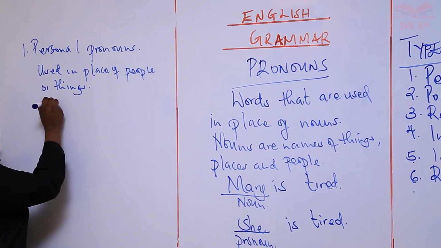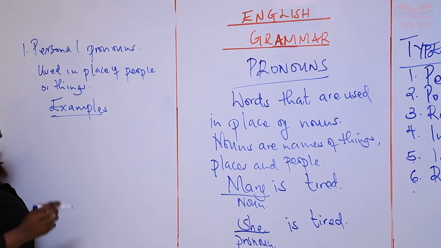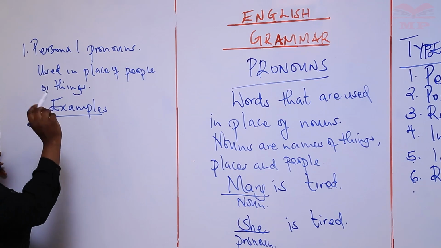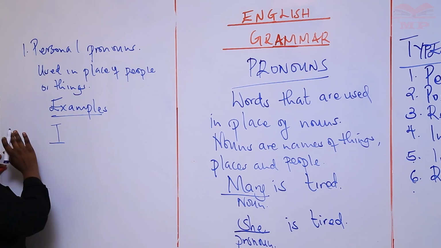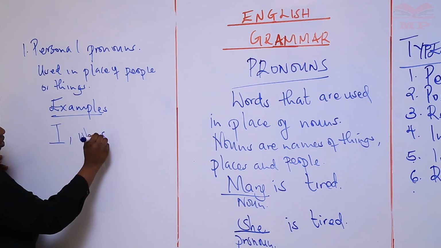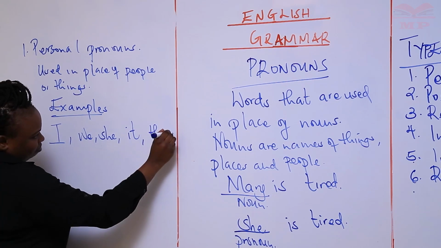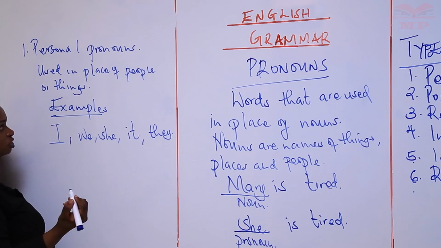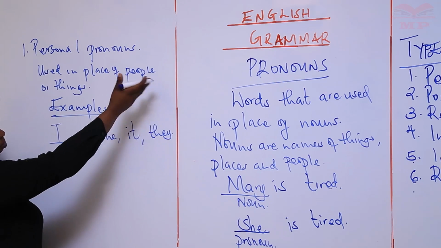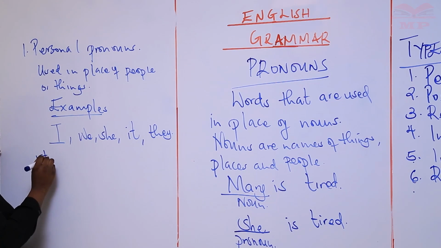Examples include, so we say that a personal pronoun is a pronoun that is used in place of people or things. Examples include I, we, she, it, they. Now you can go ahead and classify it into first person pronoun, second person pronoun, third person pronoun, because they are now in place of people mostly. It now cannot fall there. So we can have a brief classification.